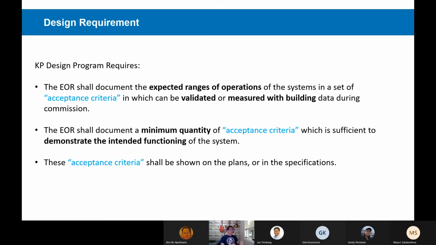So the design engineer says, at noon on Tuesdays, the fan power is going to be 8 horsepower, plus or minus a half. Then during commissioning, we're going to measure it, and we expect it to be 8 horsepower plus or minus a half at noon on Tuesdays. It's a really simple concept, falls into that category of simple but not easy.